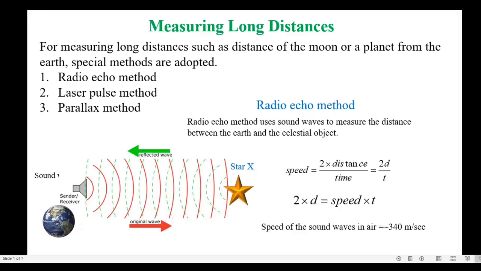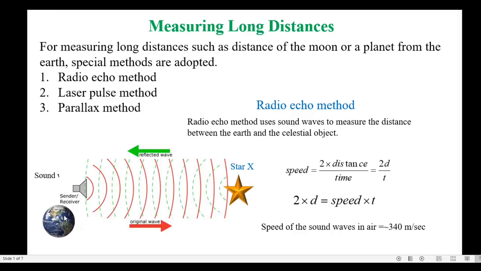There are some special methods like radio echo method, laser pulse method and parallax method. Let us start with the radio echo method. In this method, we take the nearest star X as our target. Our aim is to measure the distance between the Earth and the star X.